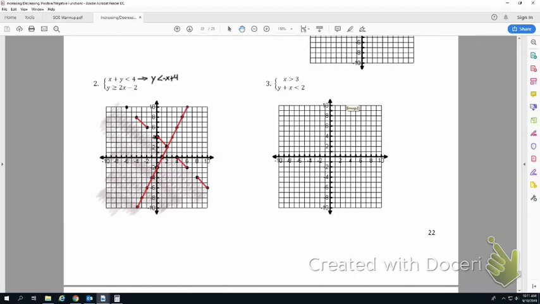Greta, on the second one, am I going to shade above or below? If it's greater than, am I going to shade above that or below it? Above. So the area, very similar looking to the first one, to the left of that.